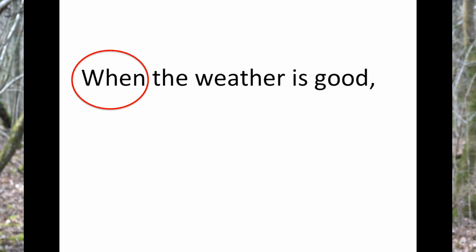In this case, we have a subordinating conjunction already at the beginning. We've got this when element appearing at the beginning. When the weather is good. It tells us a little bit about the time, right? About sort of the situation, the timing. The sun is shining, the weather is good.